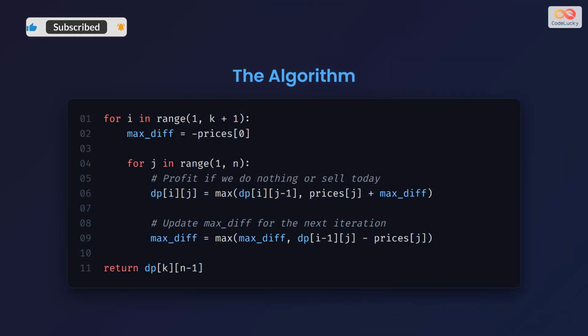Here is the optimized logic in code. We loop through the number of transactions, i, from 1 to k. Inside that, we loop through the days j. We maintain a variable called maxDiff to track the best buying opportunity so far. For each day, we calculate the max profit by either resting or selling using that maxDiff value. Then, we update maxDiff for the next day. This elegant structure ensures we solve the problem efficiently.